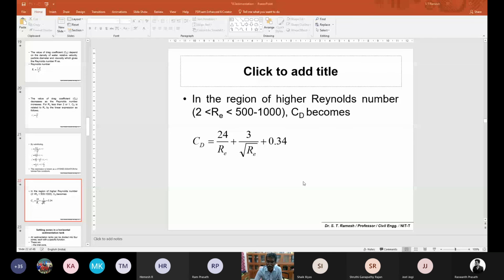Probably in the next class we'll see the calculation of settling velocity, and we'll also move on to some parametric calculations that will wind up the sedimentation activity. Is it okay?